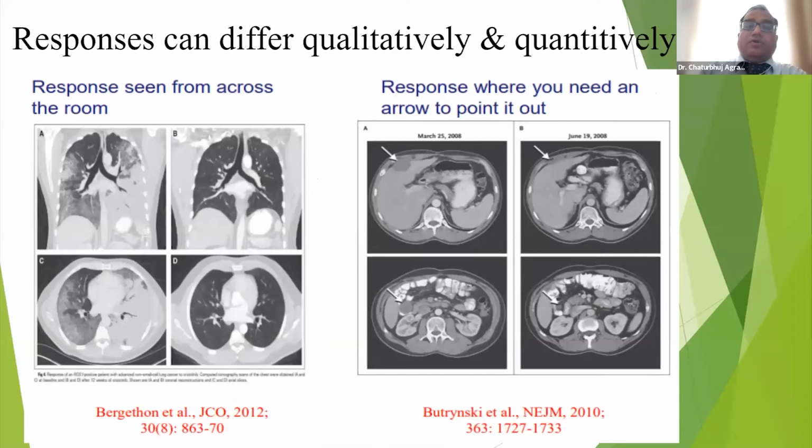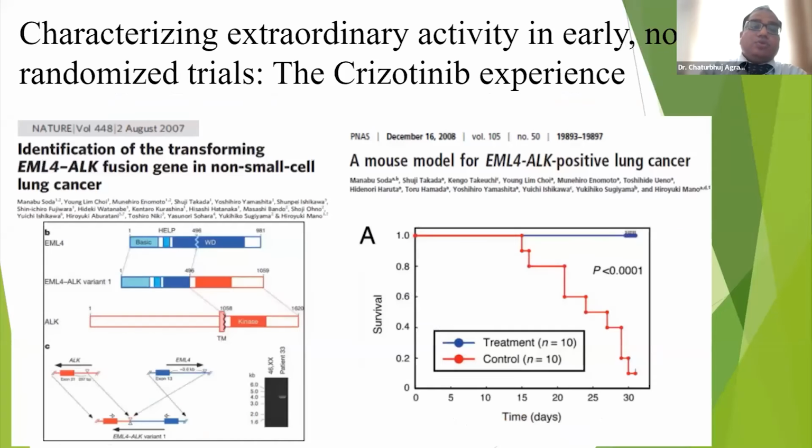Similarly, whenever we talk of response in a clinical trial, it can differ both qualitatively and quantitatively. There are some responses which you can see from any part of the room, like this response. You don't need to put an arrow to pinpoint it. But there are certain responses where you need to put an arrow to prove the efficacy of the drug, like this lymph node shrinking. But here, this improvement in the lung window, you don't need to pinpoint an arrow because it can be seen from anywhere in the room. So these types of responses can be qualitatively so high.